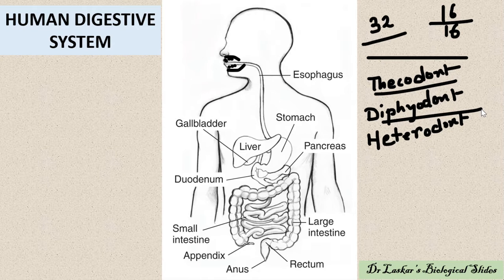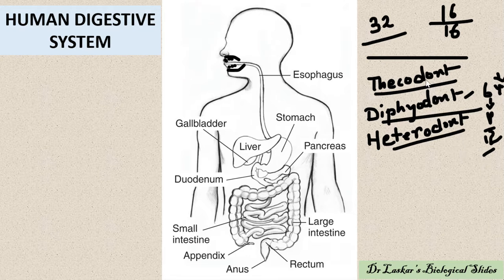Why is it known as diphyodont? Because human teeth are formed in two sets. The first set of teeth that erupts in childhood is called milk teeth, also called deciduous or temporary teeth. These are shed after 6 years and are replaced by permanent teeth by the age of 12 years.